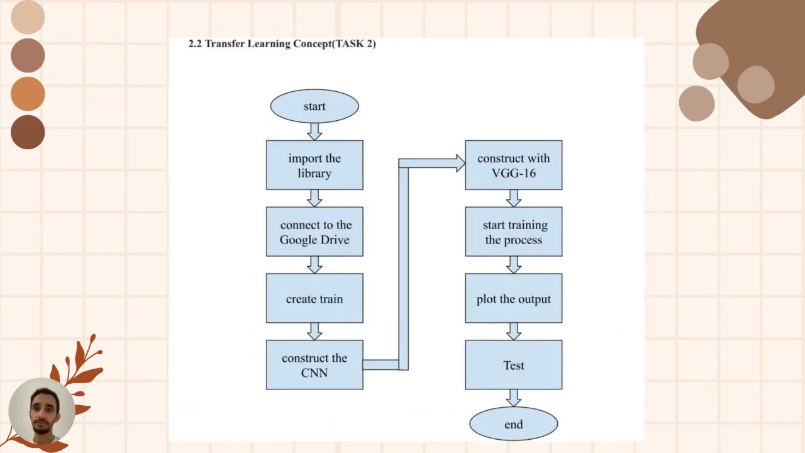For task 2, it is almost the same process. Import the library and then we connect the Google Drive since we already have the data, and create the train. Then we construct the CNN, but now we use VGG16. We construct the VGG16, then we start the training process, plot the output, and we test, and that's all.